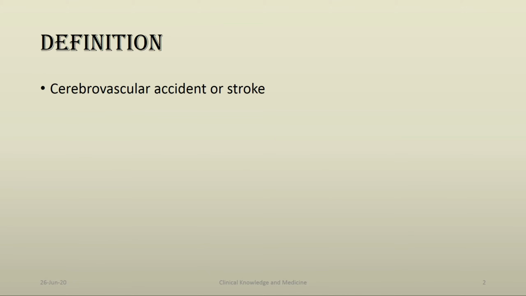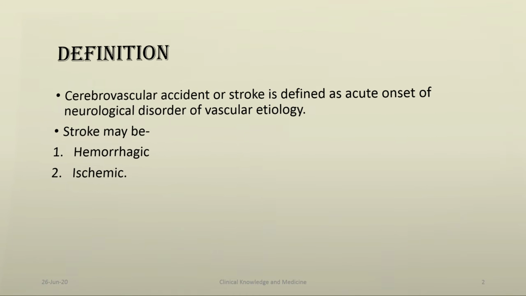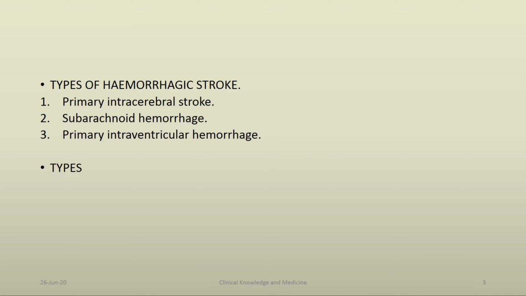Definition: cerebrovascular accident or stroke is defined as acute onset of neurological disorder of vascular etiology. Stroke may be hemorrhagic or ischemic. Types of hemorrhagic stroke: primary intracerebral hemorrhage, subarachnoid hemorrhage, primary intraventricular hemorrhage.